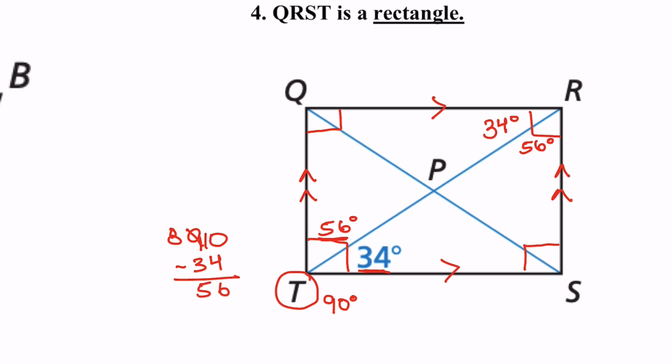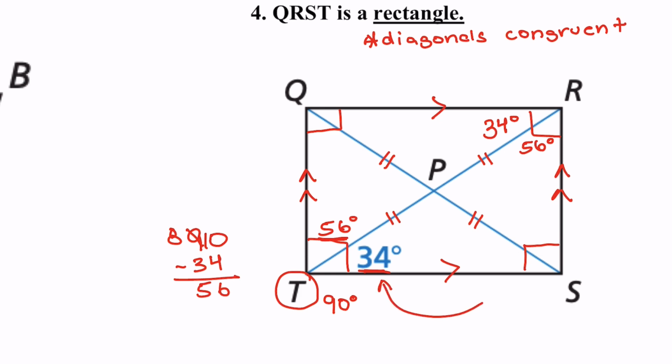Also, something important for rectangles is that the diagonals are congruent. So if the diagonals are congruent, then I know that each of these lines are congruent. And if you notice, I have a bunch of isosceles triangles. In an isosceles triangle, the base angles are congruent.